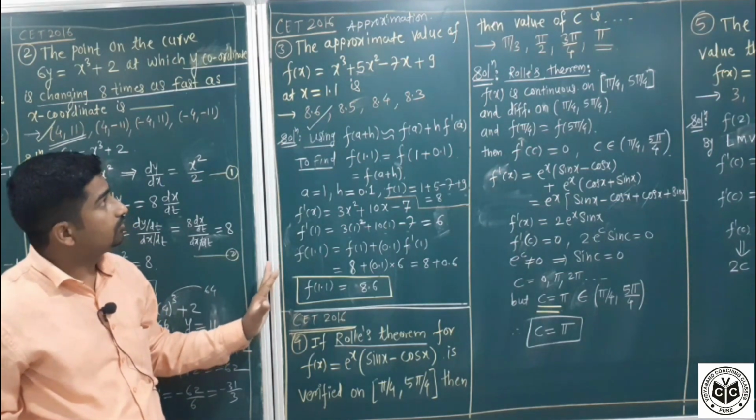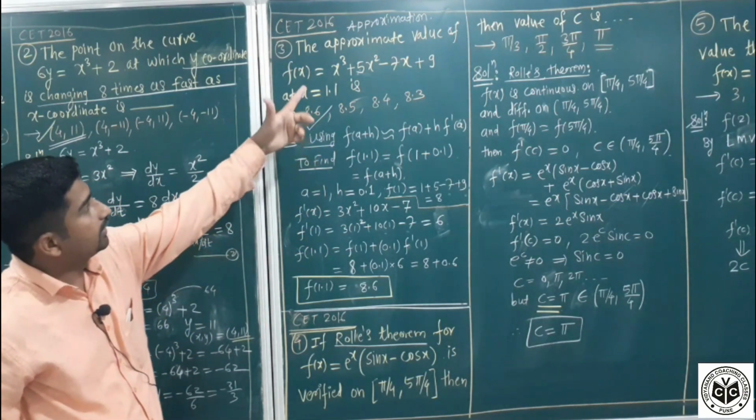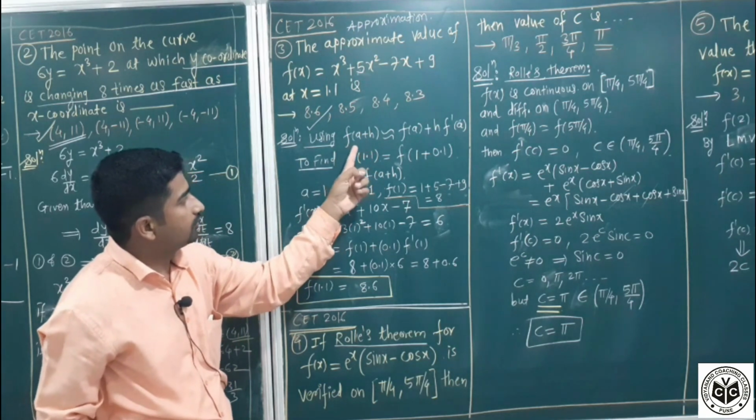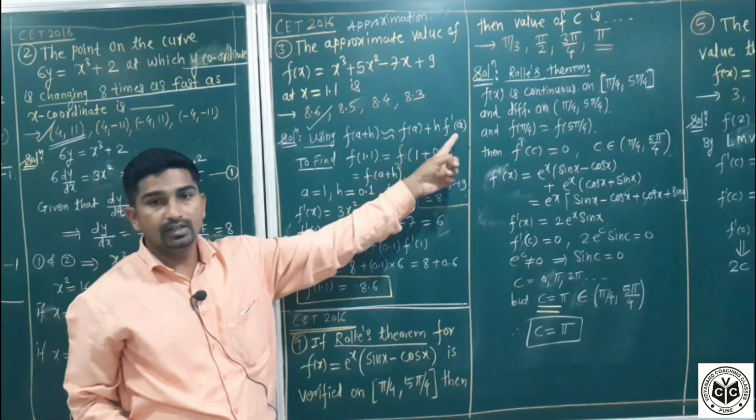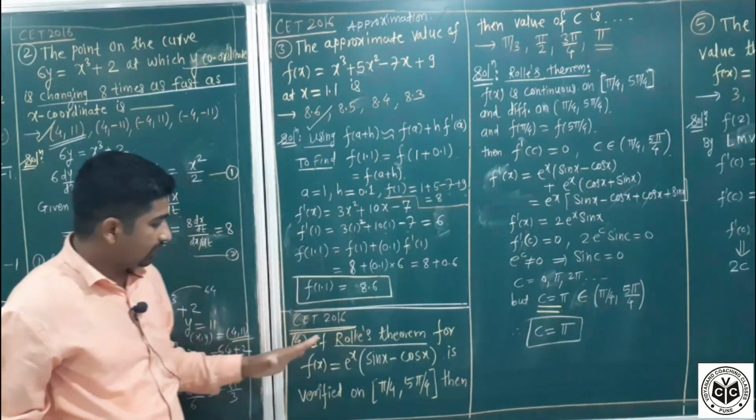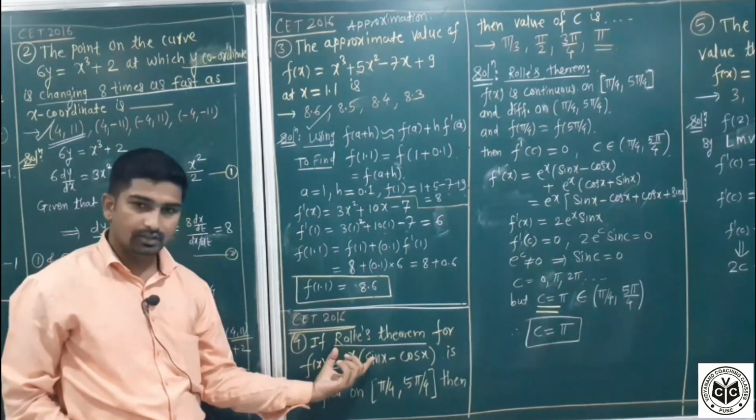The next question is from, we have only the theory part, approximation, that is f of a plus h as f of a plus h f dash of a. Next example is on Rolle's theorem.